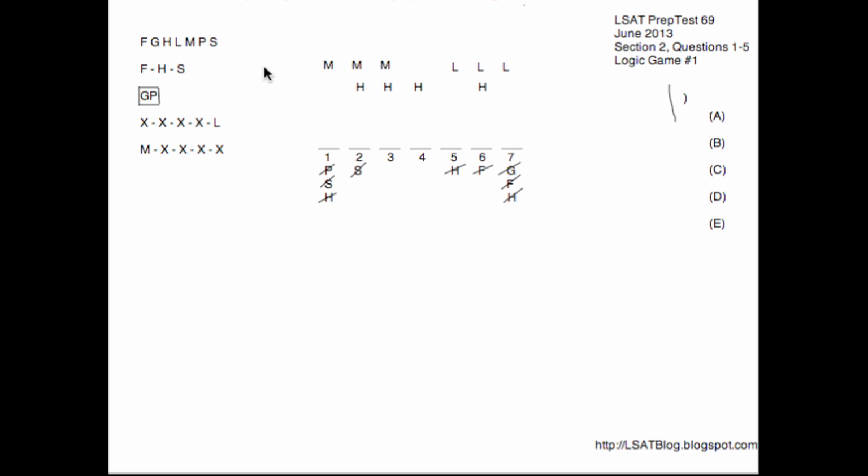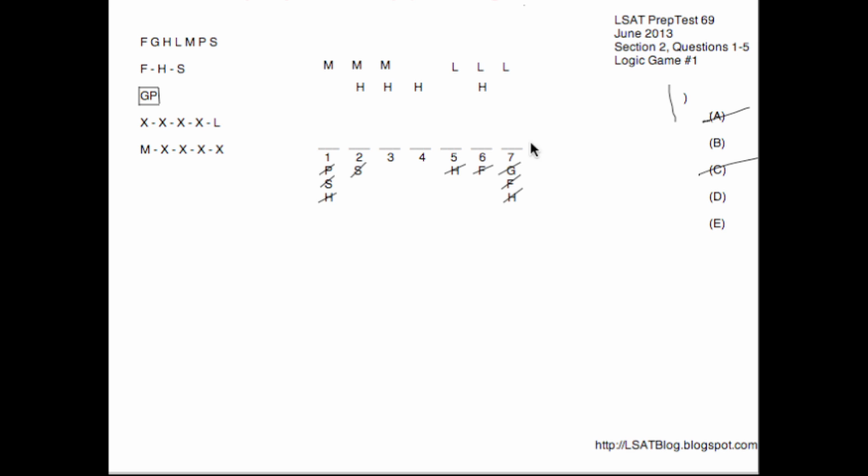So scanning through the choices here, we see that choice C violates this, having H before F. So C is gone. Other choices are good on this issue, so let's move on to the next one, giving us the GP box consecutive in that order. Scanning for violations there, we see that choice A violates this, having H in between them. That's unacceptable, so A is gone.